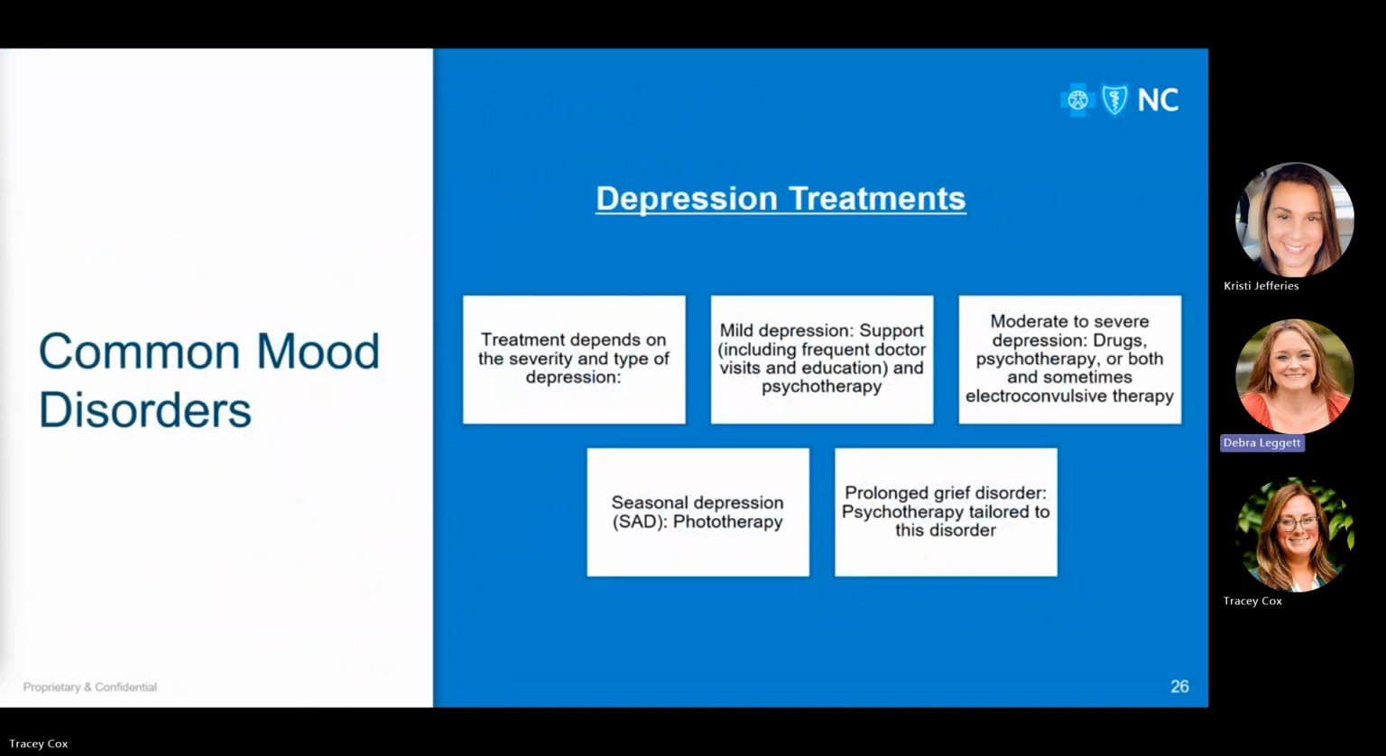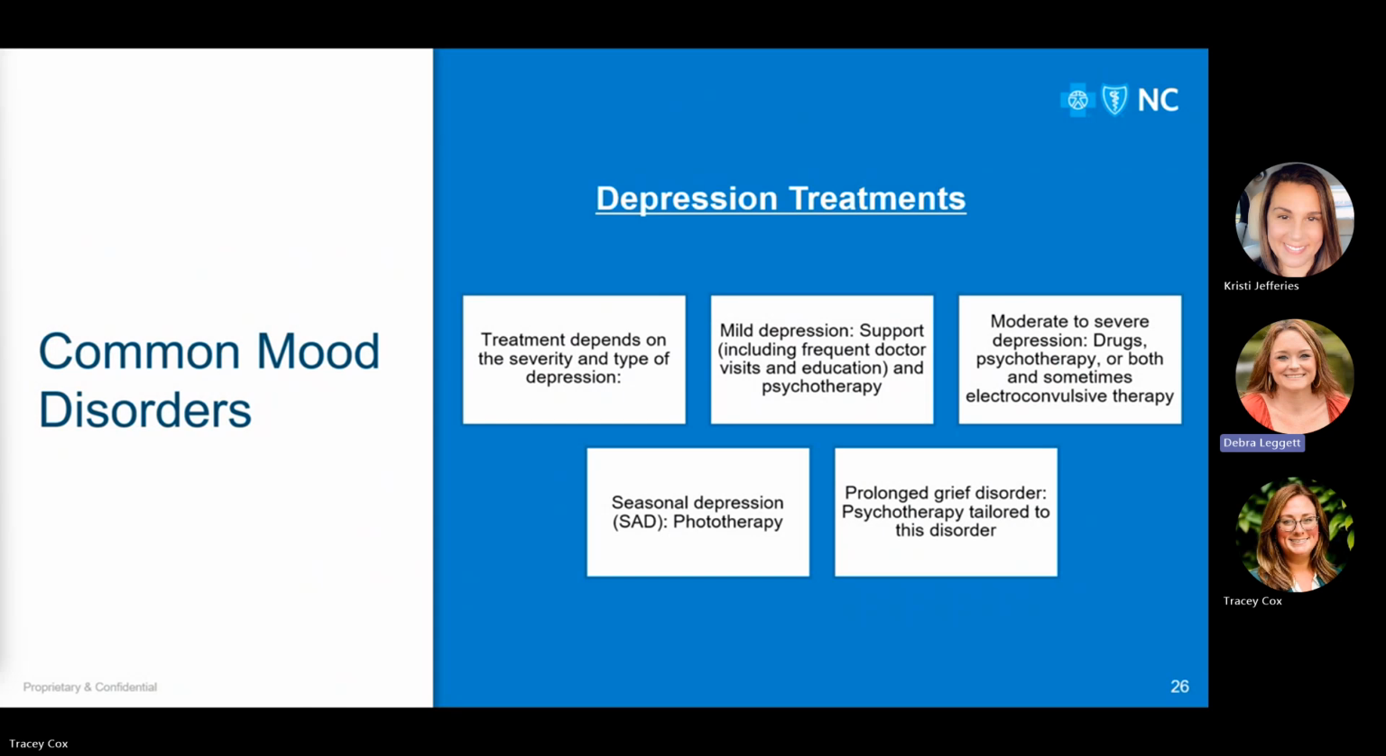Once depression has been diagnosed, it must be treated. Treatment depends on the severity and type of depression. For mild depression, support, including frequent doctor visits and education and psychotherapy, can help. For moderate to severe depression, drugs, psychotherapy, or both, and sometimes electroconvulsive therapy known as ECT, are used.